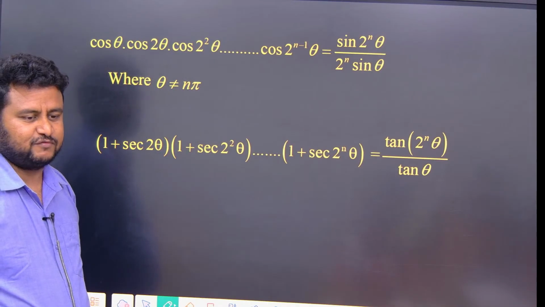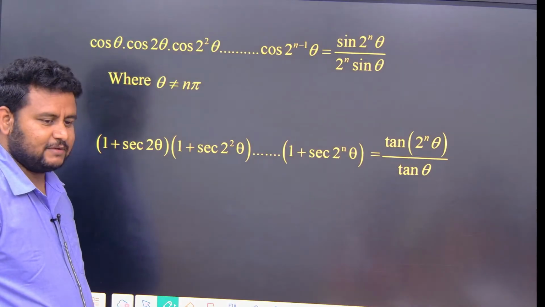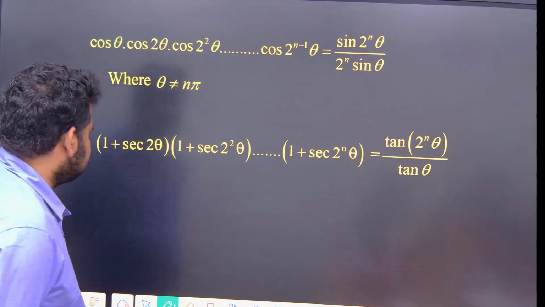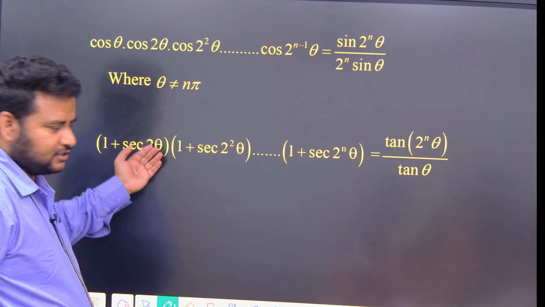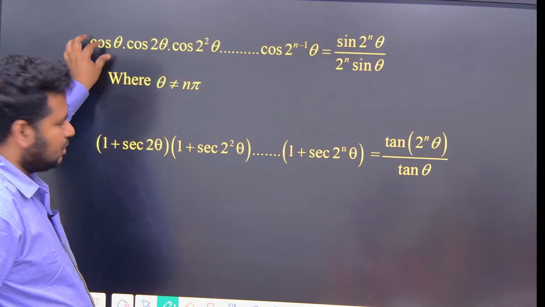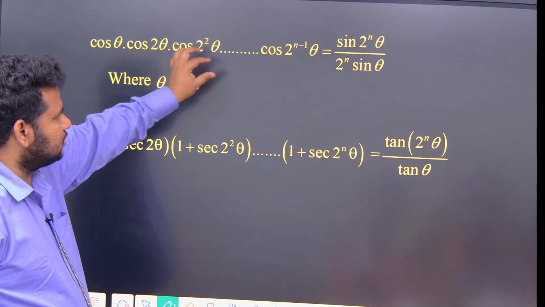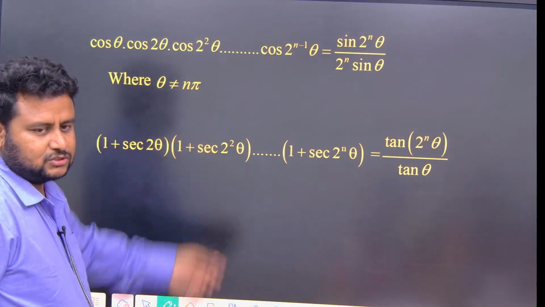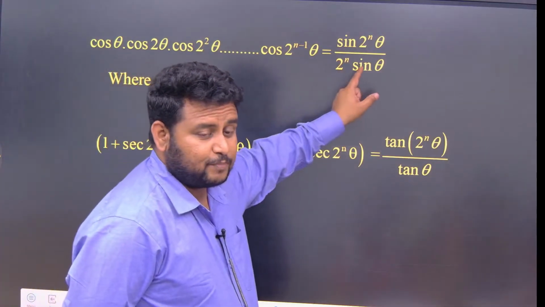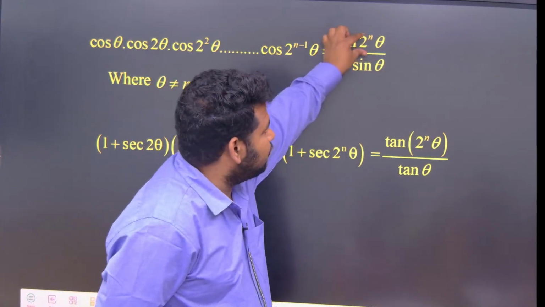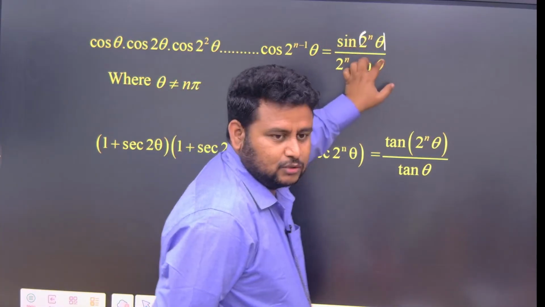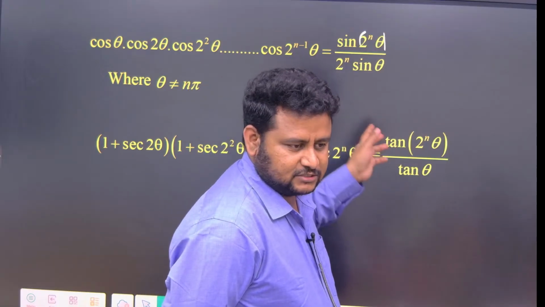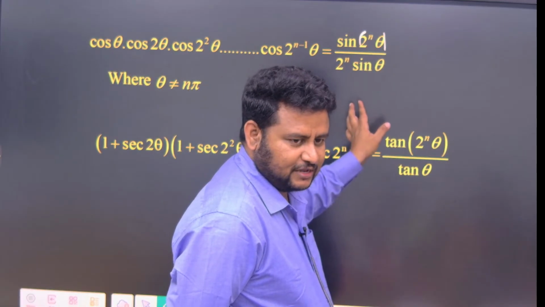Now the angles will also be in AP. How to solve such type of questions? We'll see. Okay. So a plus d, a plus 2d, a plus 3d like that. So this one no need to worry. This one no need to write down. Write down only this. Okay. Cos theta, cos 2 theta, cos 2 square theta, cos 2 to the power of n minus 1 theta. That is what? Theta is becoming in geometric progression. So the answer will be sin 2 to the power of n theta. This entire thing is one angle. 2 to the power of n theta by 2 to the power of n sin theta. Okay.